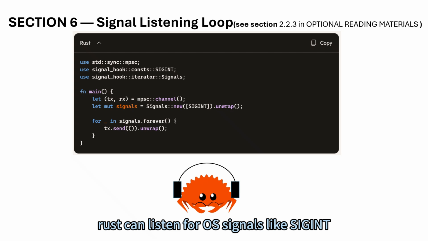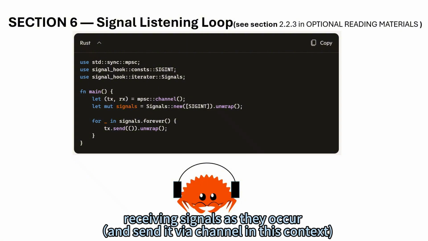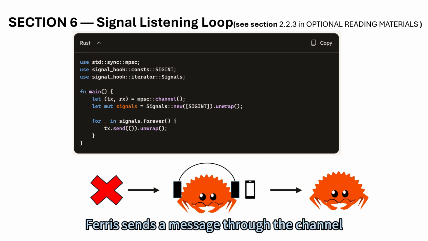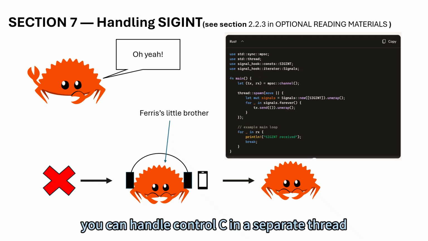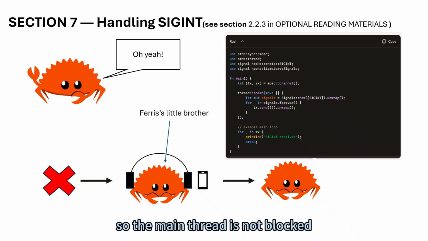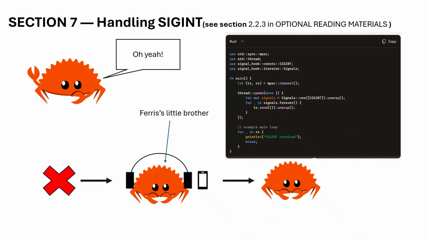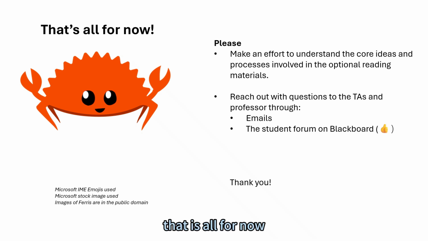Rust can listen for OS signals like SIGINT, which stands for signal interrupt, which is essentially the Ctrl-C event. Signals iterate forever, looping indefinitely, receiving signals as they occur. Imagine Ferris sits with a radio headset. Every time someone presses Ctrl-C, Ferris sends a message through the channel. You can handle Ctrl-C in a separate thread, so the main thread is not blocked and can continue running. The signal listening thread sends a message when Ctrl-C occurs. Say Ferris wants to dance and does not want to listen to the event, so Ferris asks another crab to do the task. That is all for now.